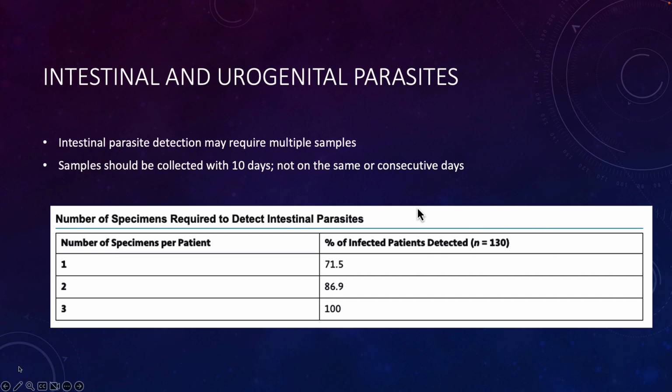And so what we see in this table here is there were 130 patients who had a parasitic intestinal infection. If they provided 1 stool sample, about 71% of them were diagnosed as having the infection. If they provided a second stool sample, that number jumped up to almost 87%. And with a third stool sample, all of the patients were able to be diagnosed as having an infection. So it's not always a one and done. It's great if you see something on the first sample, but if on the first sample you don't, collect a couple more.